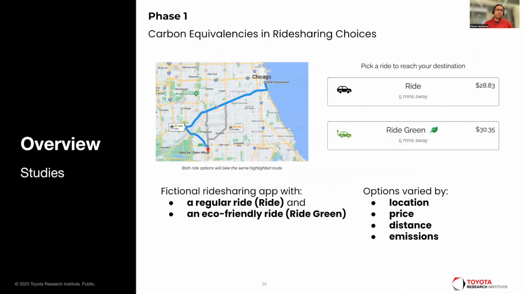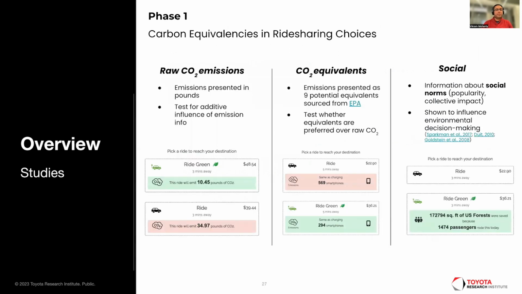In phase 1, participants were shown a fictional ride-sharing app with a regular ride and an eco-friendly ride, green, and the options varied by location, price, distance, and emissions. We augmented the ride options with different interventions such as raw CO2 numbers, CO2 equivalencies, and some additional interventions such as social framing and extrinsic rewards.